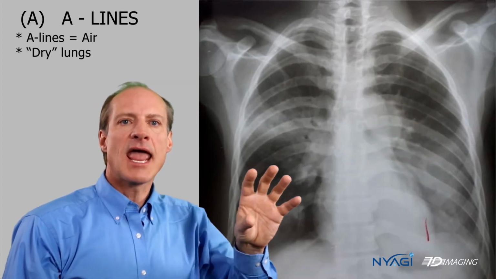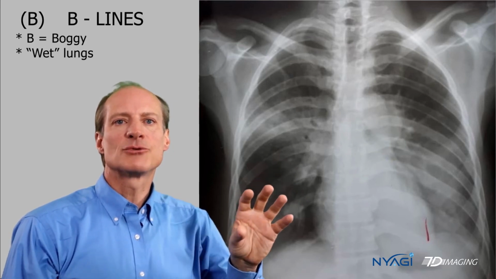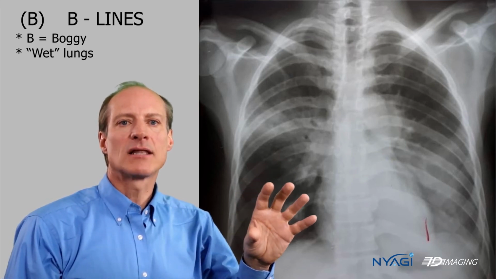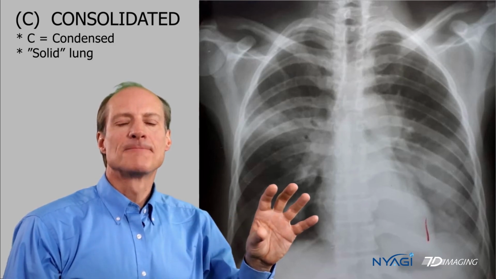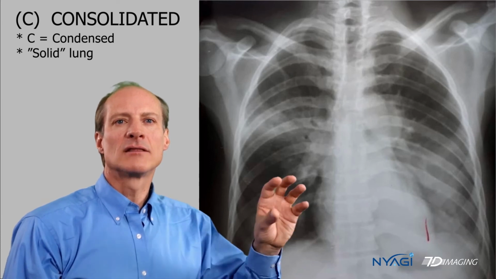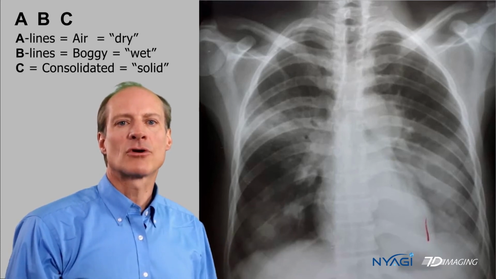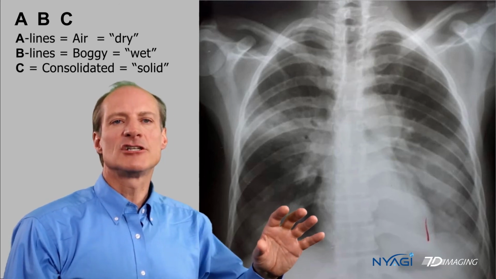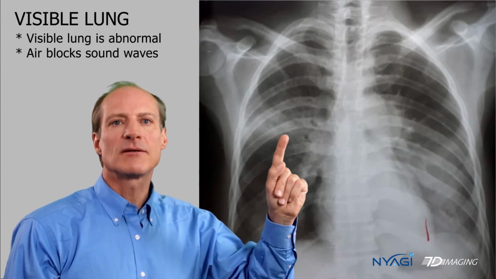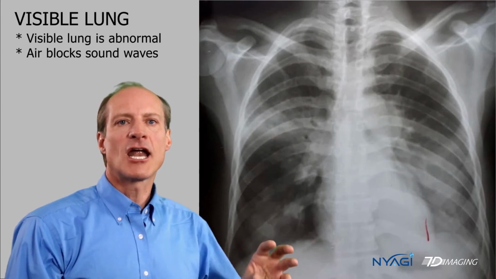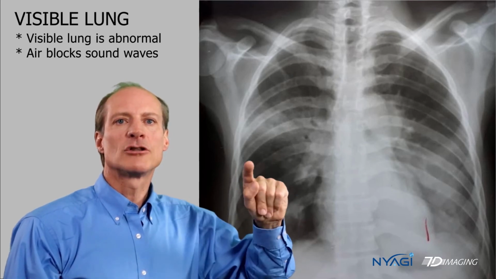Is it air in the lungs with A lines? Are there B lines, which represent boggy or bad lungs? Or is it consolidated, C, for parts of the lung that have lost their air? ABC, air, boggy, or consolidated. If you see lung tissue at all, it's abnormal by definition, because the sound waves do not travel in air very well. An aerated lung will stop at the pleural space, and you want to look for lung sliding.